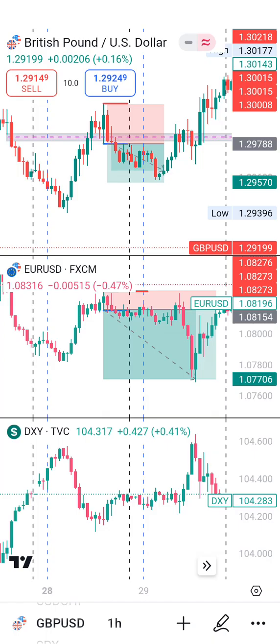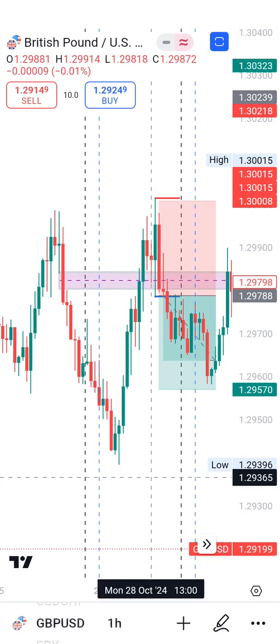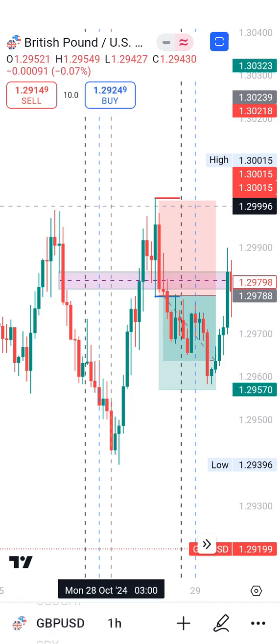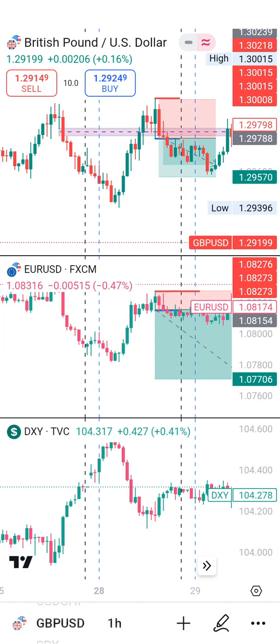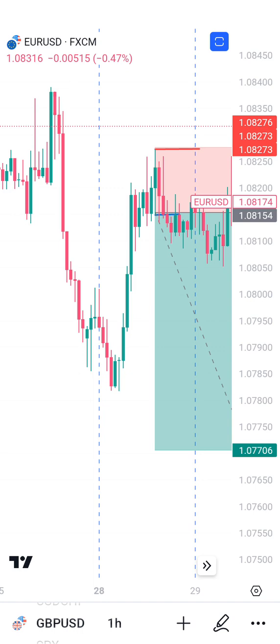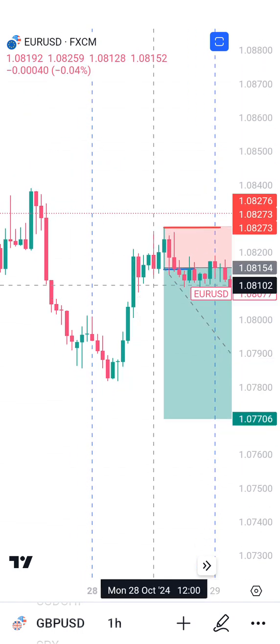Which one has the failure swing? On Gbpusd, listen to this carefully. On Monday, Gbpusd took off the high of Friday. All right, but Euro USD did what? Euro USD failed to take the high. Are you seeing that now? Euro USD failed to take the high.